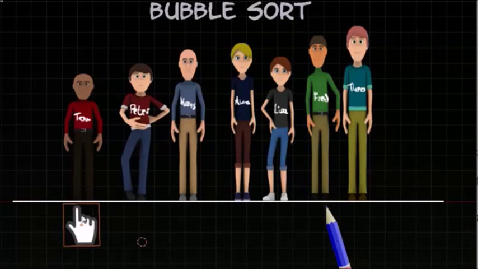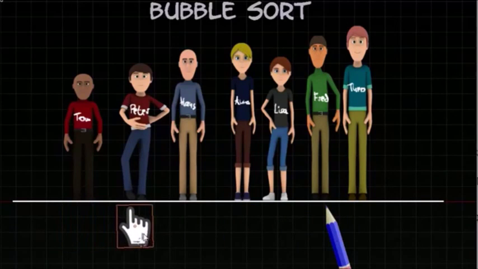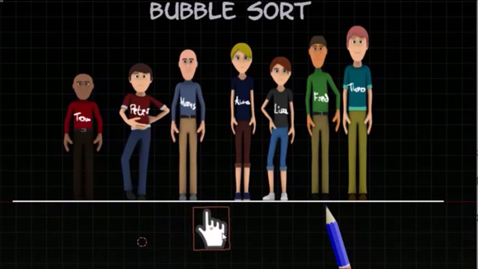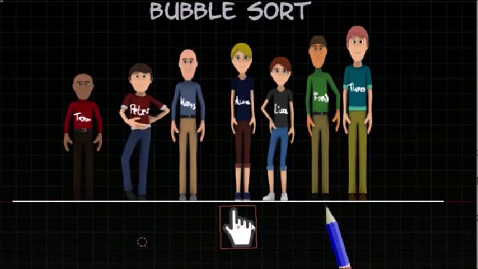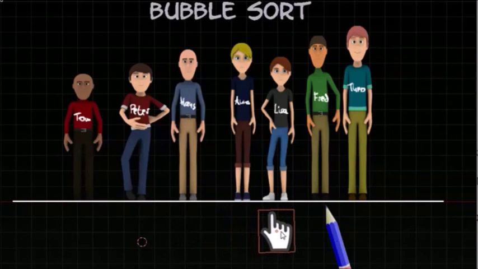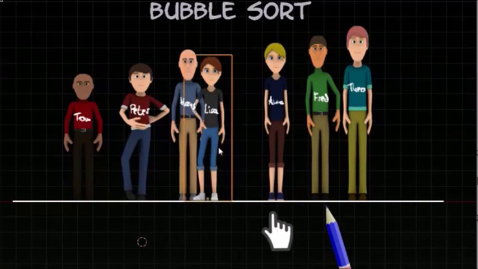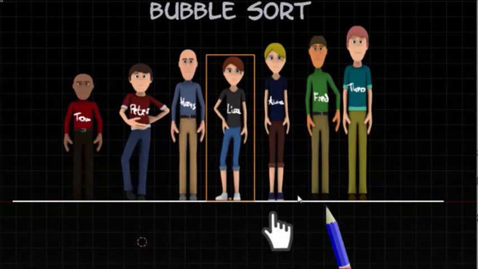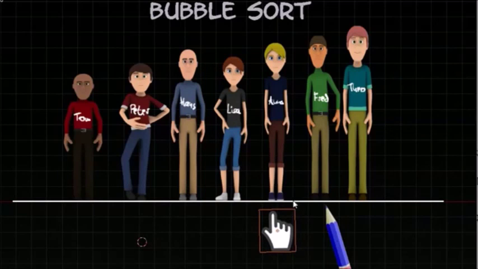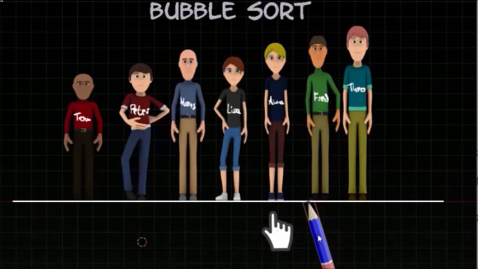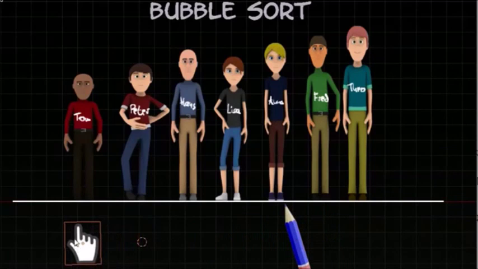the remaining elements. I compare Tom to Peter, their position is correct. I compare Peter to Hans, their position is also correct. I compare Hans to Anna, their position is also correct. And I compare Anna to Lisa. Their position is not correct, so they have to be swapped. And now I know I don't have to search any further, because Fred is already on his final position. And I know Anna is the third tallest person, and we restart again.